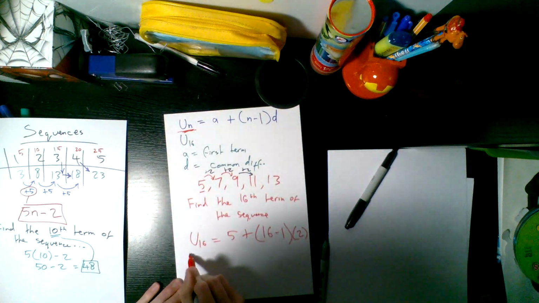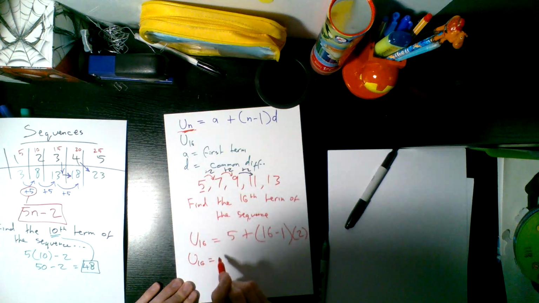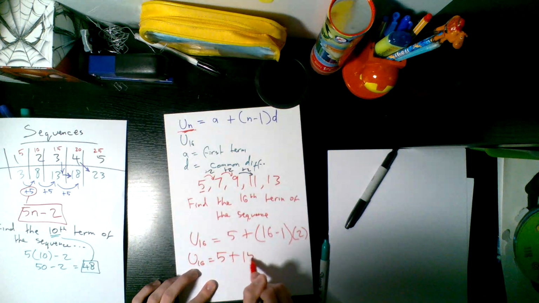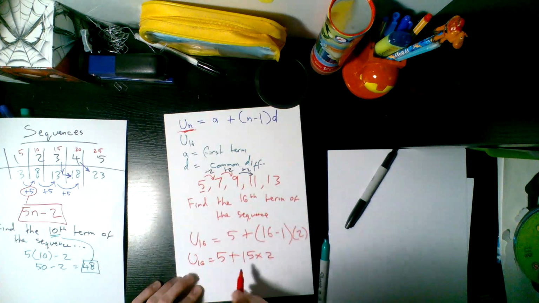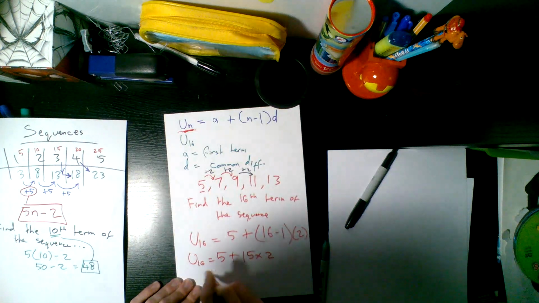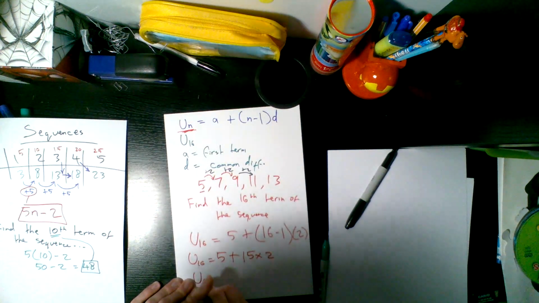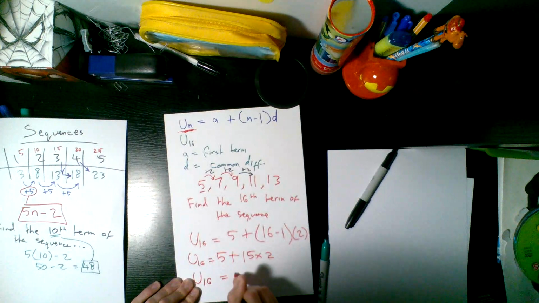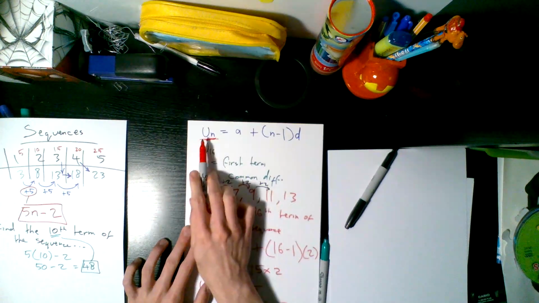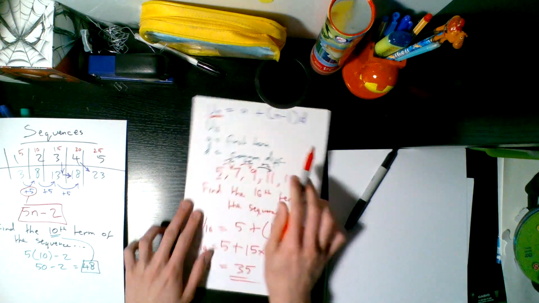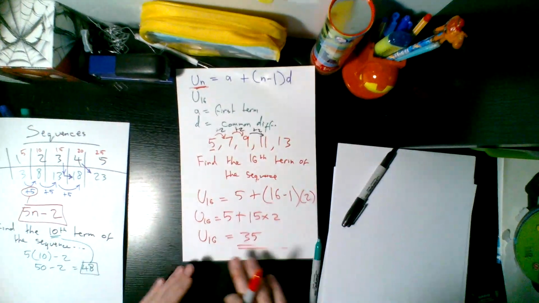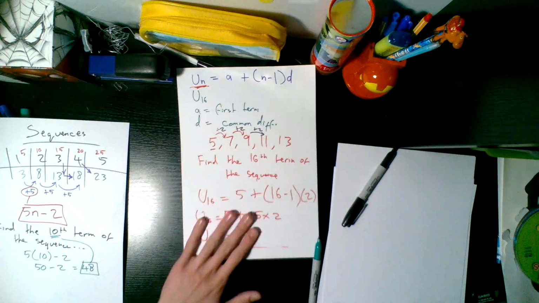So the 16th term of the sequence equals 5 plus 16 minus 1, 15, times 2. 15 times 2 is 30, plus 5 is 35. So the 16th term of the sequence is going to be 35. This is how you use the formula un equals a plus n minus 1 d. This is to find a specific term of the sequence.